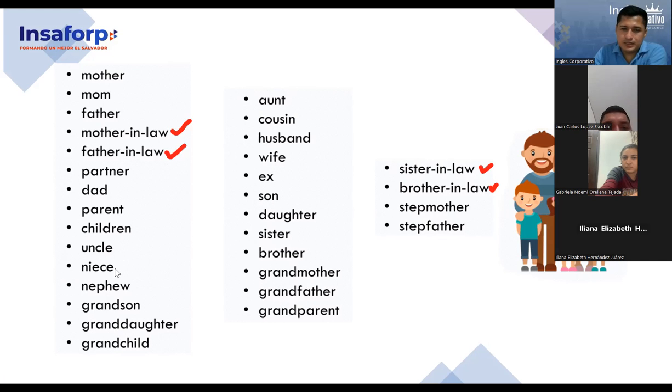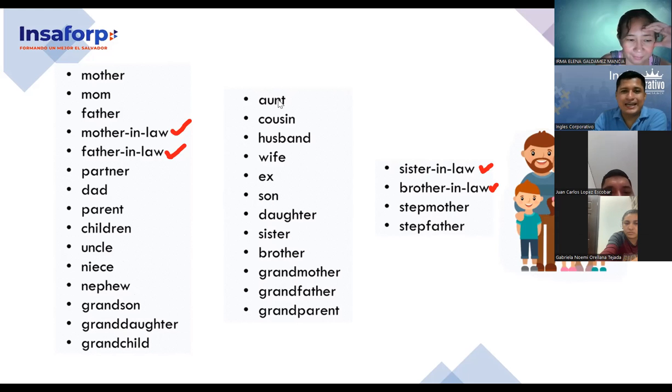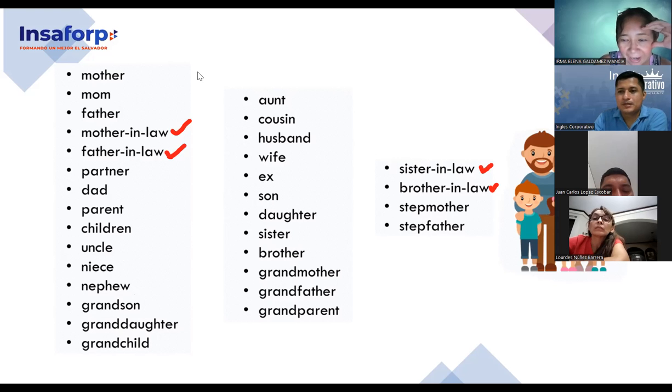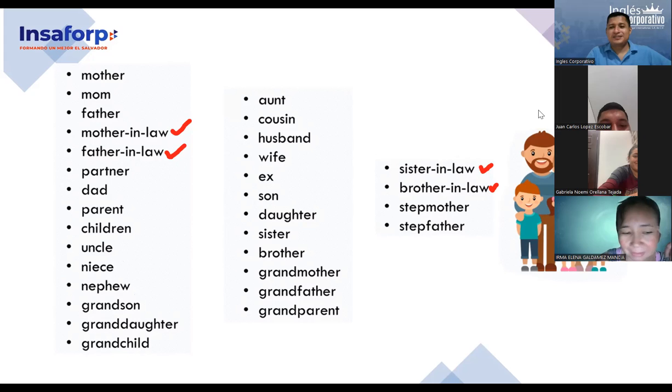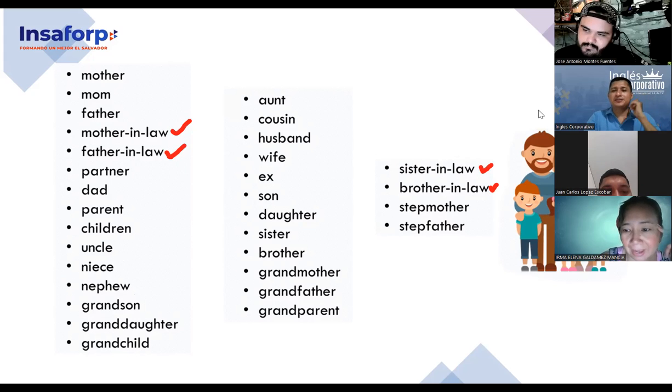We have uncle, niece, nephew, grandson, granddaughter, grandchild, aunt. Irma. Thank you so much. Sure. Irma, sorry. Sorry, ma'am. I don't hear your mic. Your mic looks like it doesn't work. I don't know why. No, Irma, I don't hear you.